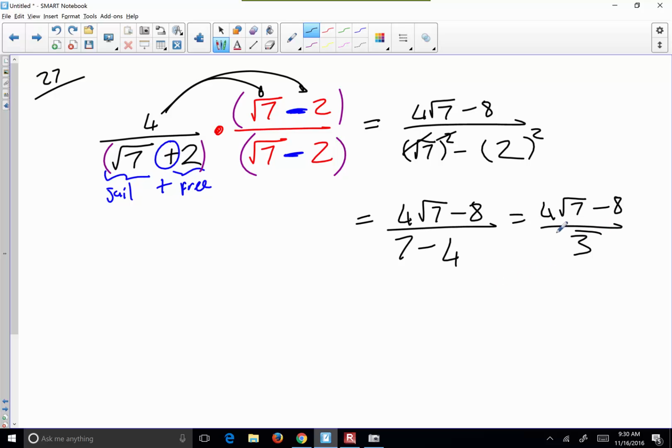You see, you rationalize. Do you see any radical in the denominator anymore? It's called a rational denominator, so we are through, we are done.